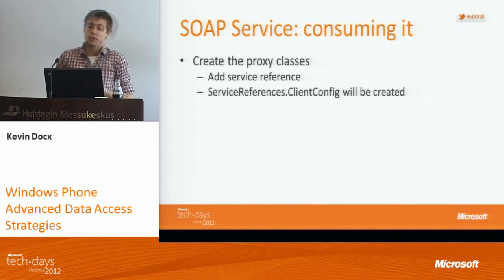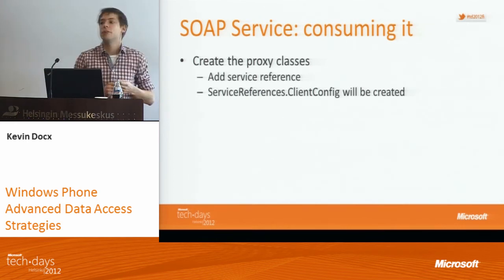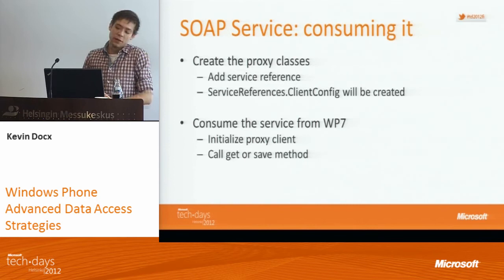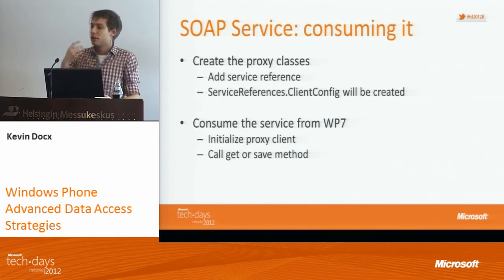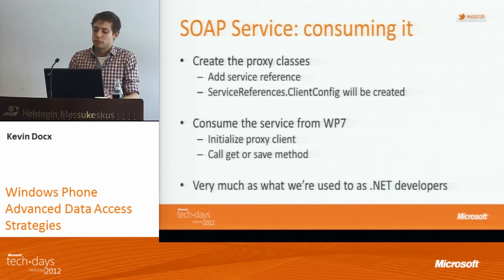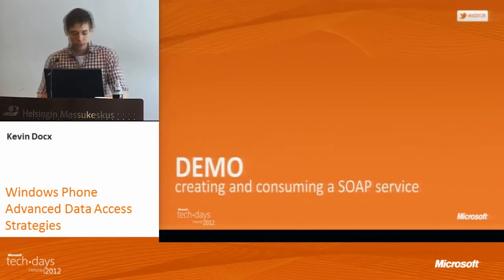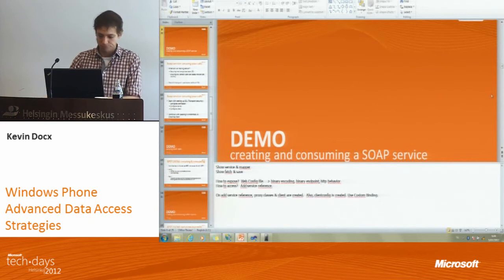It will also create a ServiceReferences.ClientConfig file, and that's where we will spend most of our time, in the web.config on the server and the client config on the client, because this is where our bindings will be put. Consuming the service itself is simply initializing the proxy client, calling the get method to get your data, or calling the save method to submit your data. It's actually very much what we're used to as .NET developers, I think. So let's do that.